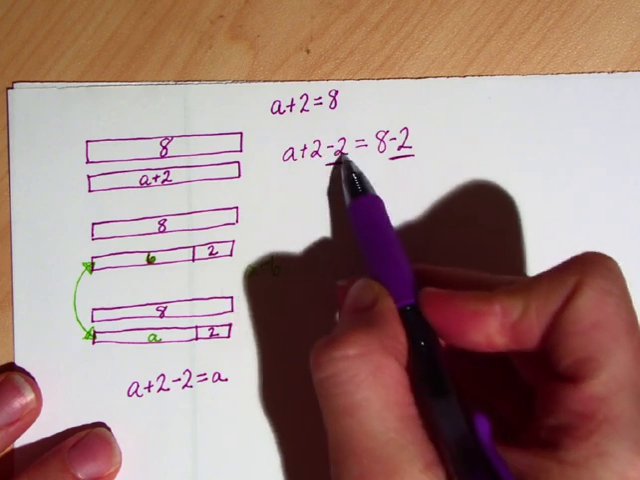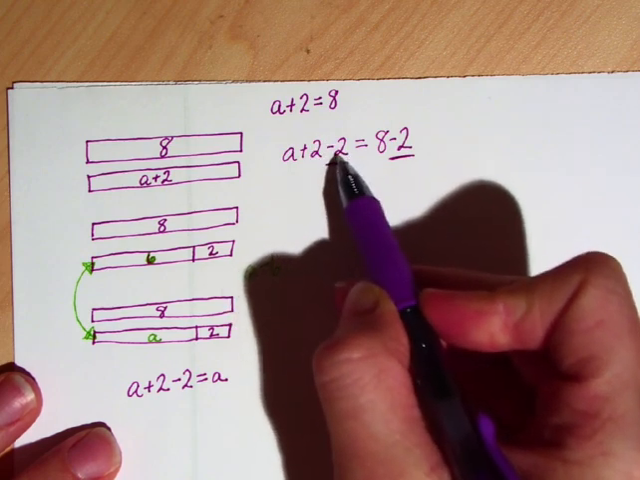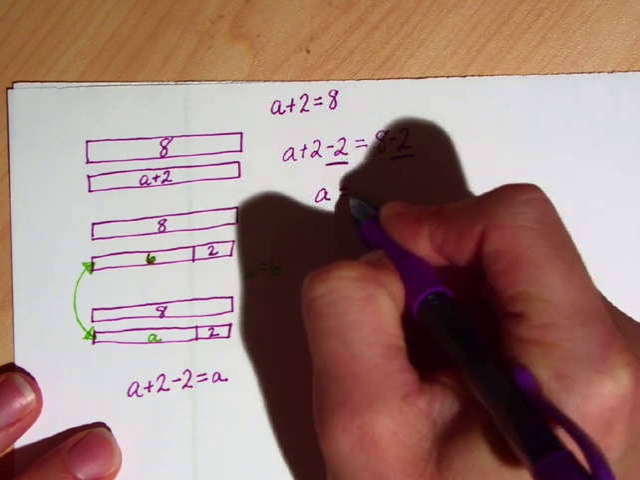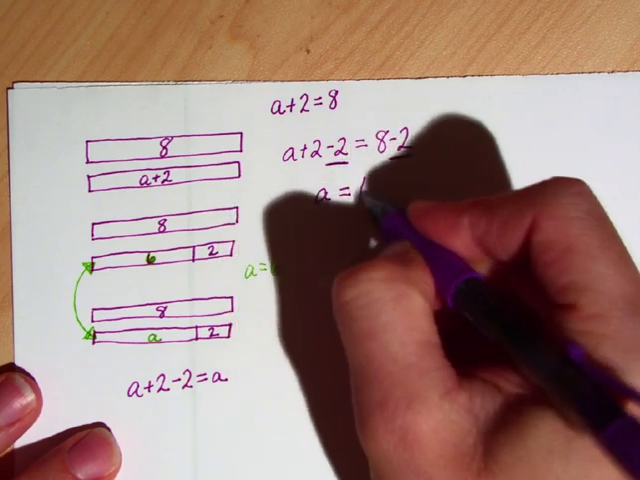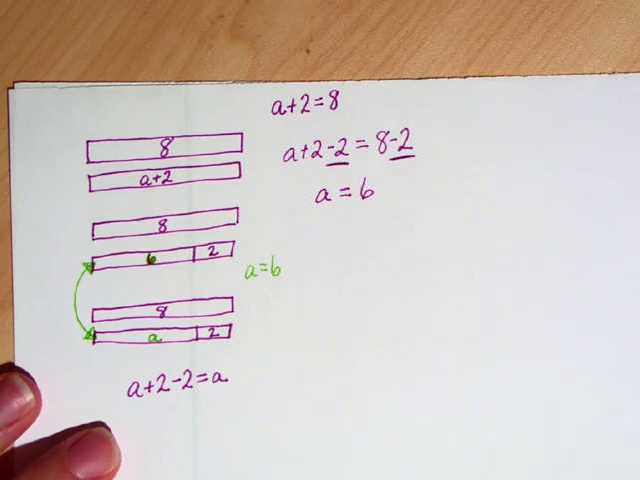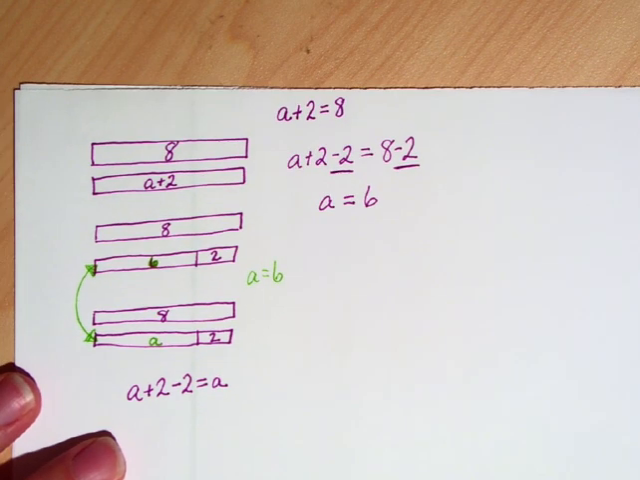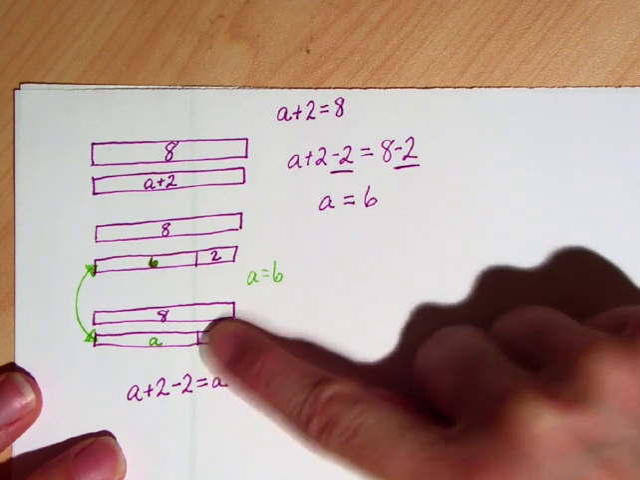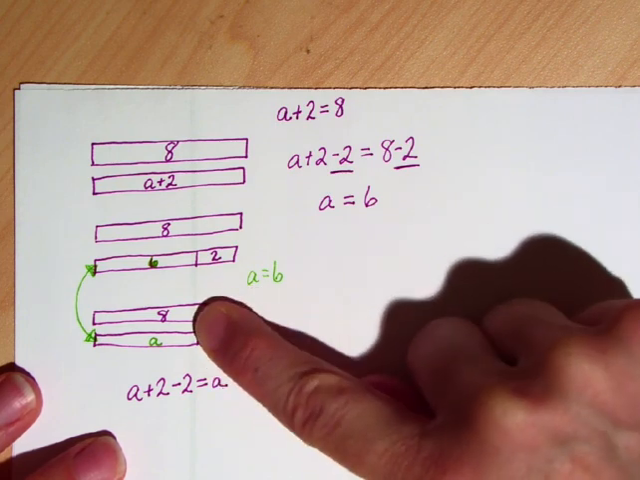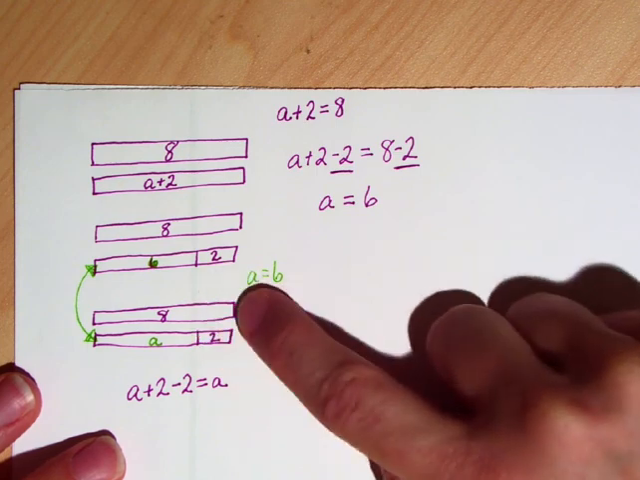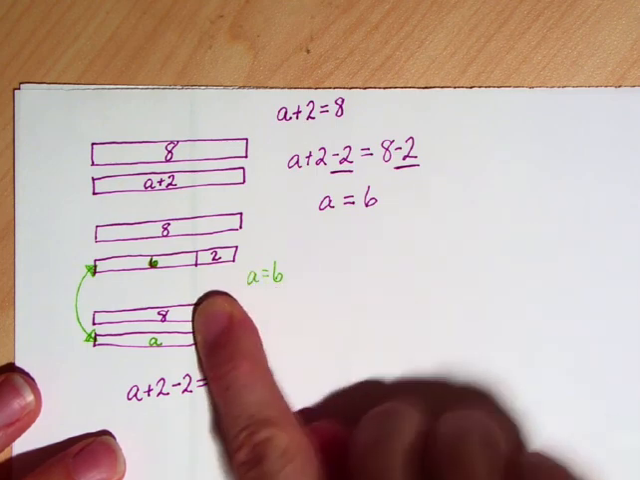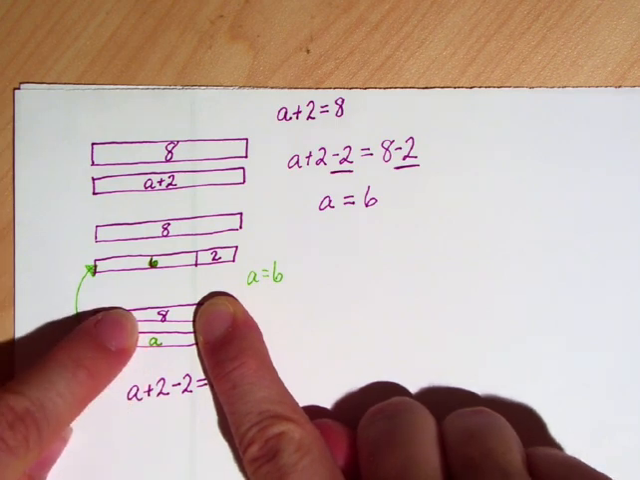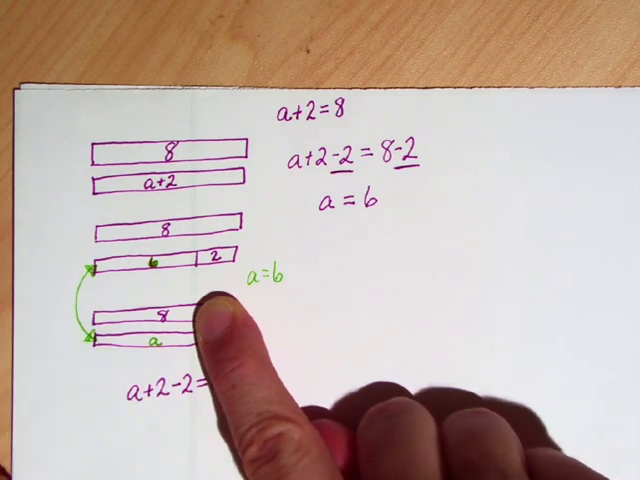2 minus 2 cancels it out. It kind of goes back to 0. So it will be a equals 8 minus 2 is 6. I can show that because a minus 2 is a. 8 minus 2 is 6. If we take away the 2 off the 8, we can do 8 minus 2 and a minus 2, and now they're equal. a is equal to 6.